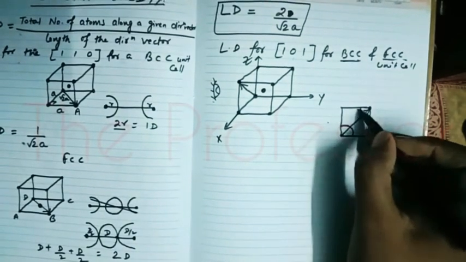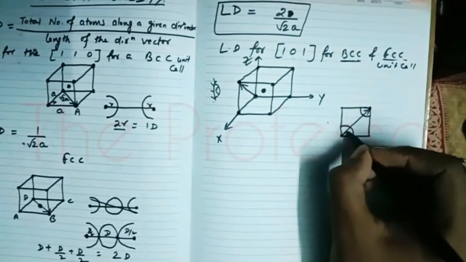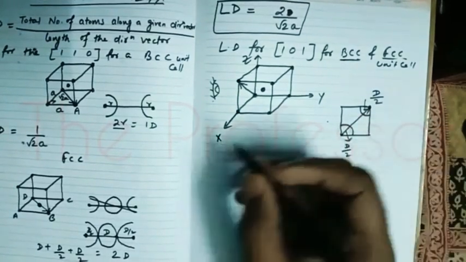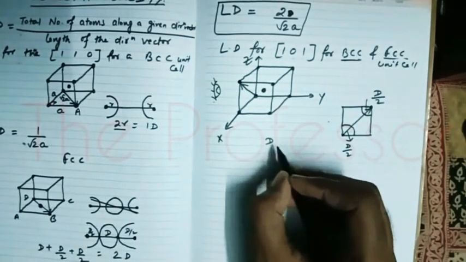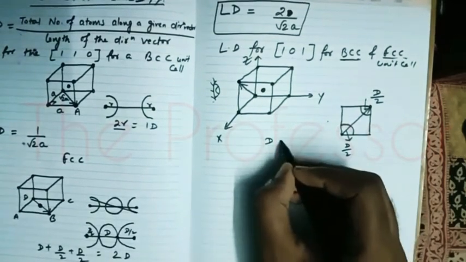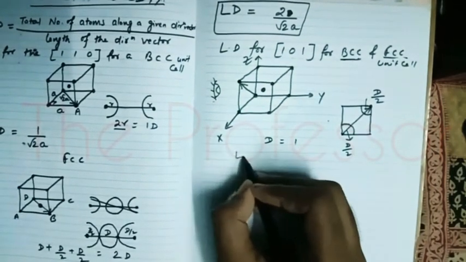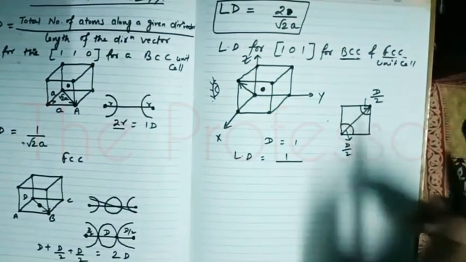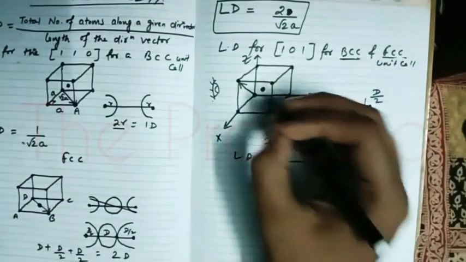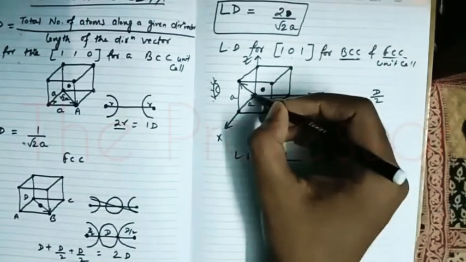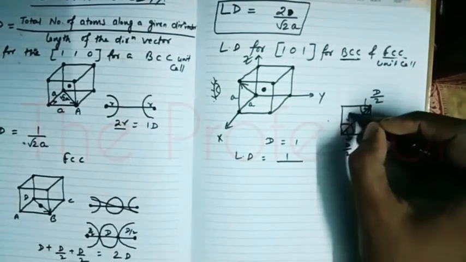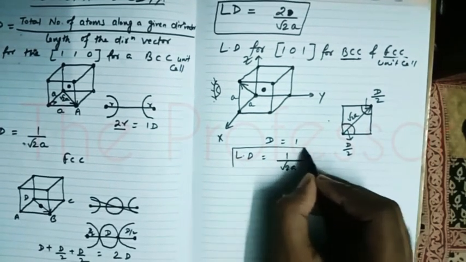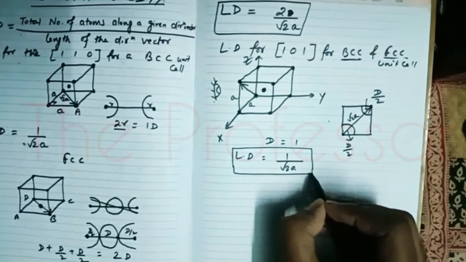So what is the total number of diameters you are having along this direction vector? Here you are having d by 2, and here you are having d by 2. So the total number of diameters is equal to d, that is, the total number of atoms is equal to 1, right? So linear density is equal to 1, where 1 is the total number of atoms along this direction vector, divided by the length of the direction vector. Now this is a and this is also a. So again, from Pythagoras theorem you can find out that the length of this direction vector is root 2a, right? So the linear density for this direction vector comes out to be 1 by root 2a.